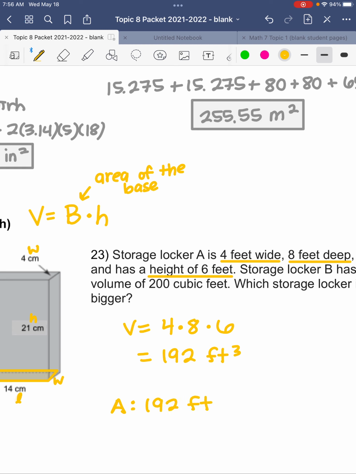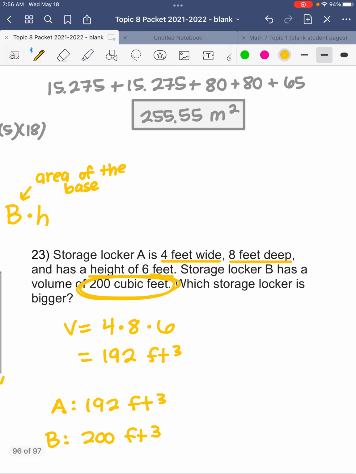192 cubic feet. Now, storage locker B is 200 cubic feet. It tells me that right here. Okay, so which storage locker is bigger? We can see that storage locker B is bigger.